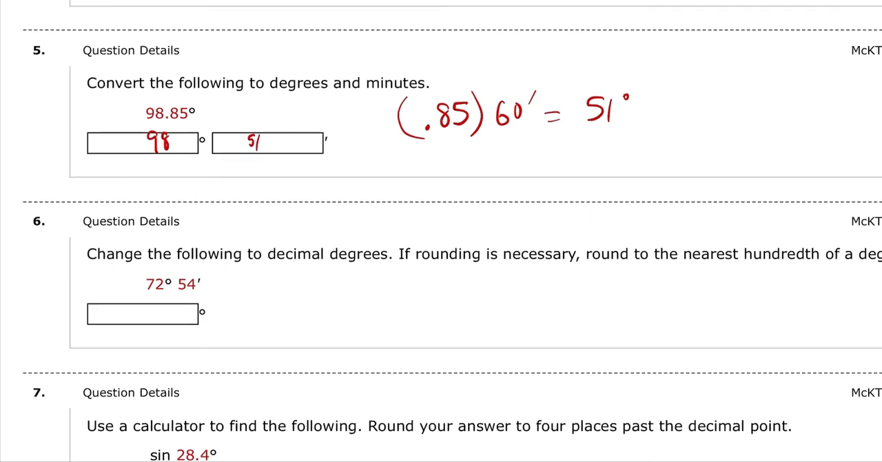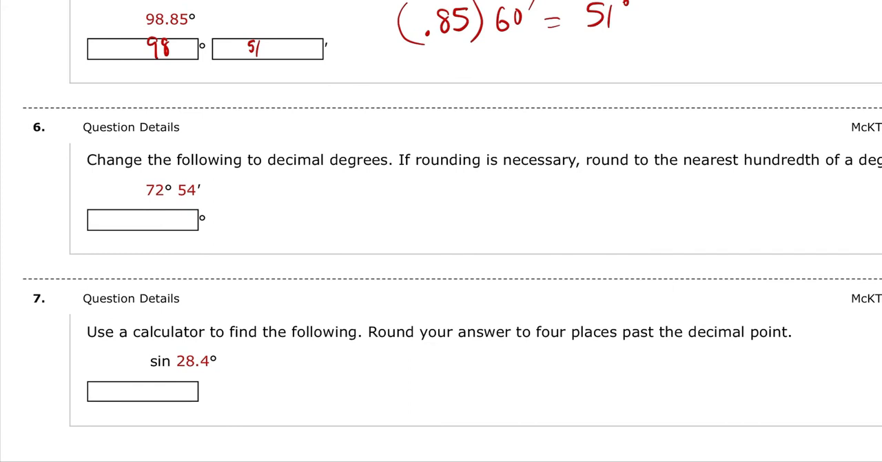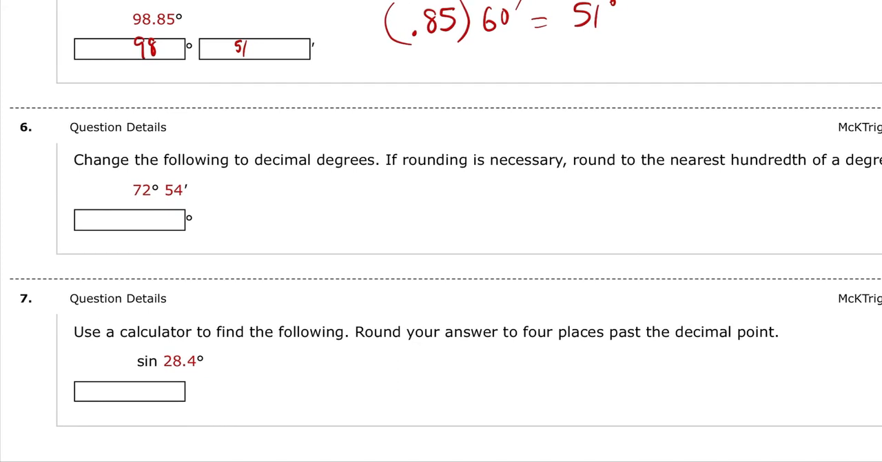All right, let's look at the following problem. Change the following to decimal degrees. This time we're doing the opposite. They're giving you degrees and minutes. This time we want to represent this as a decimal degree. So instead of multiplying by 60, we're going to do the opposite. We're going to divide this by 60. So your answer should look like 72 plus 54 over 60.